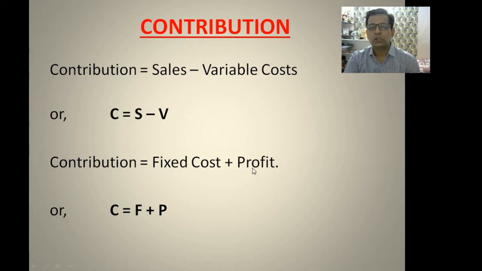But fixed cost and profit, they will never be per unit. Fixed cost is always total fixed cost. Obviously, in that case, the profit will also be the total profit or the net profit that we get. So there are two basic formulas that we learn on the screen. First, sales minus variable cost, and the second one is fixed cost plus profit.